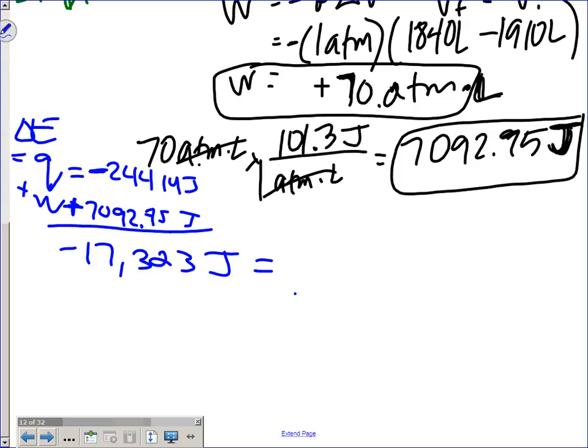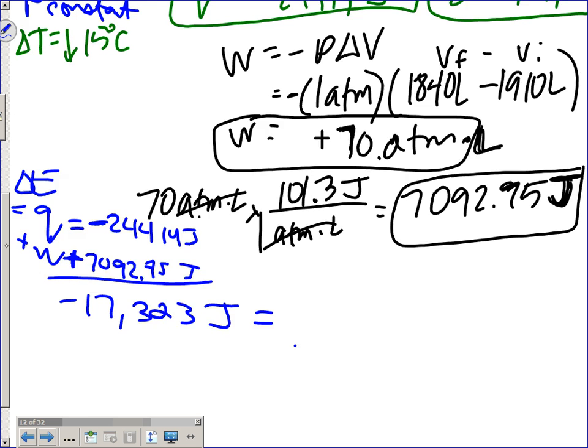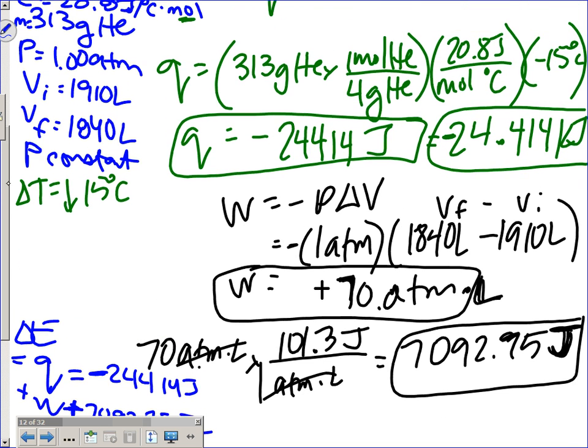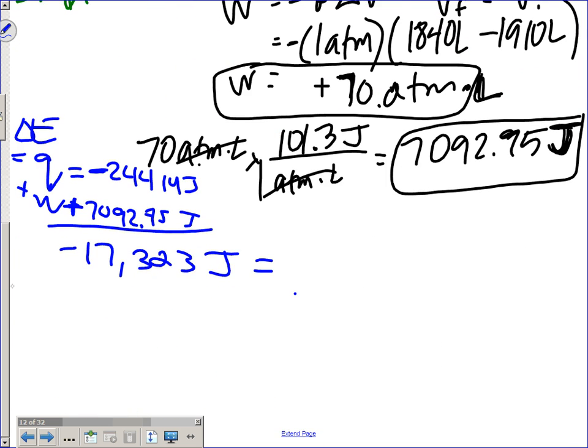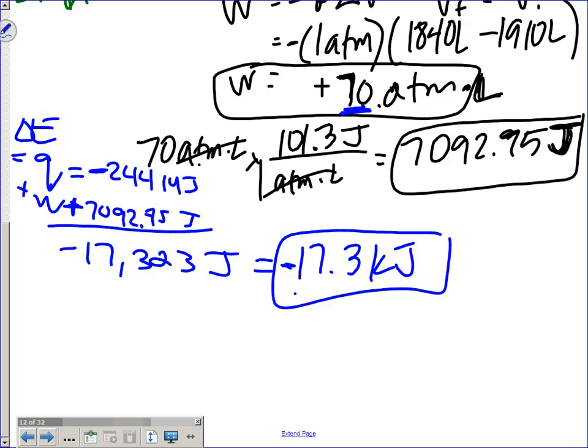Round that to the correct sig figs. How many sig figs should I have? 3. This really only has 2, right? But this converted would have 1 decimal. I'll go with 3. Negative 17.3 kilojoules. Because if we have a very large number like this, it's a lot of numbers to write, so generally convert to kilojoules. Okay, I'm going to pause for a moment and reflect on what this means.